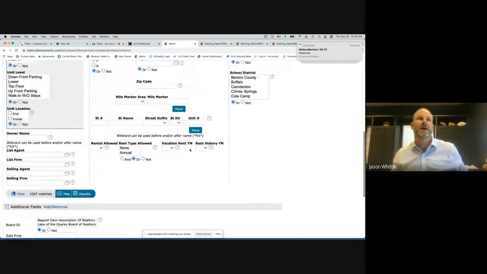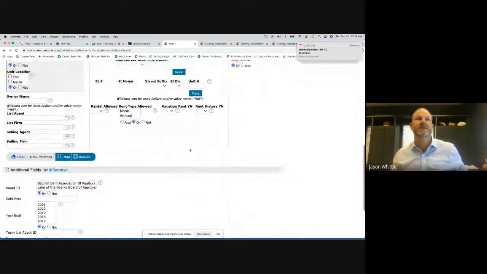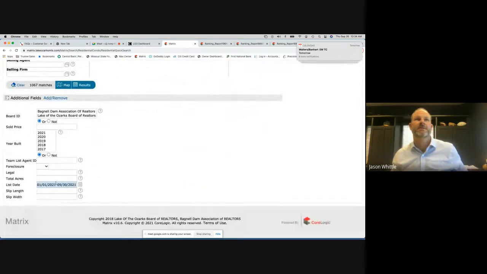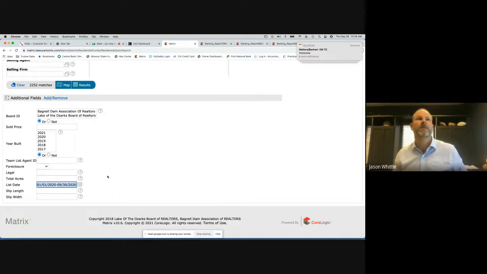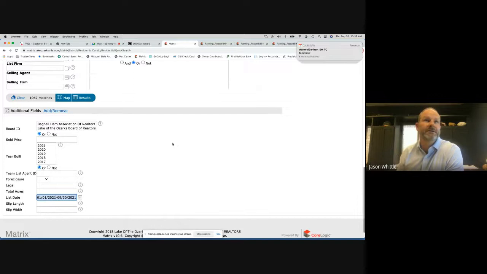1,067. That's how many condos have been listed this year. And if you want to compare it to last year, you just change that number. If you want to compare it to the last 3 years. But you can see condos are up quite a bit. We're at 965 last year, and this year, 1,067. So we're up a little more in condos than we were down in single family.